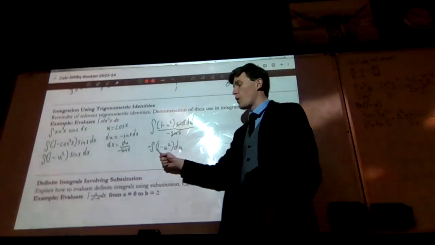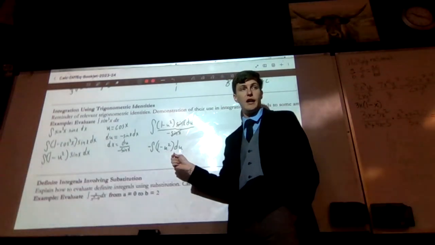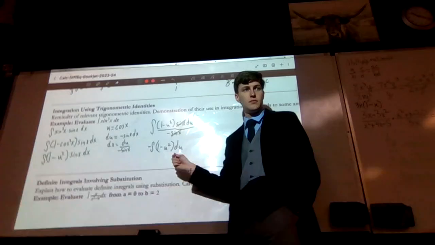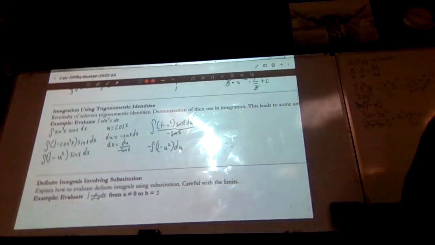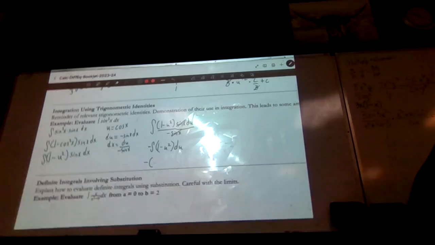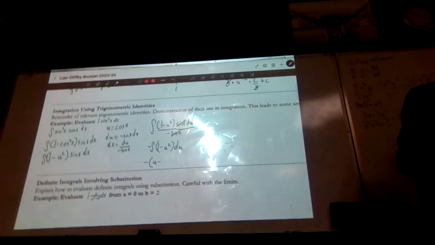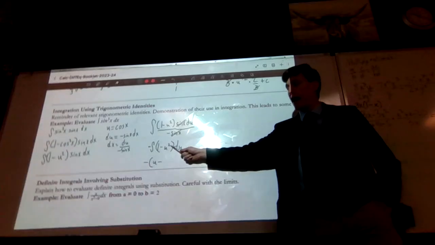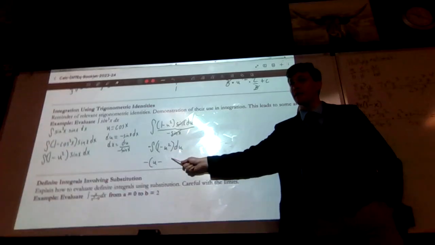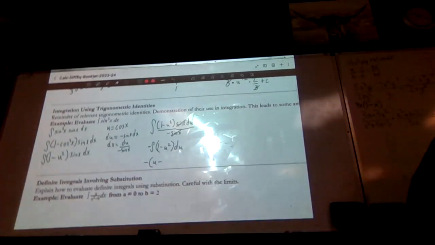What is the integral of 1 with respect to u? It's going to be u. So we're going to get negative, parentheses, u minus the integral of u squared. Add 1 and divide. U cubed divided by 3. And then we have plus c.